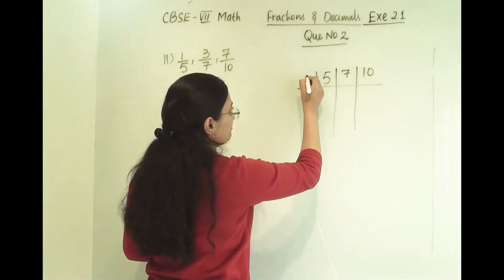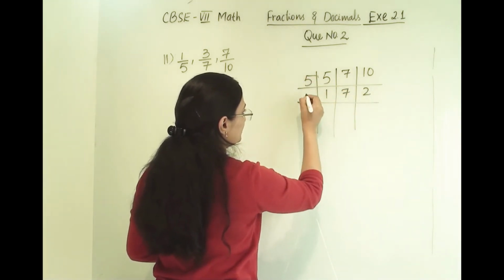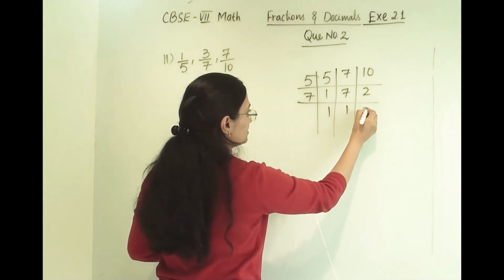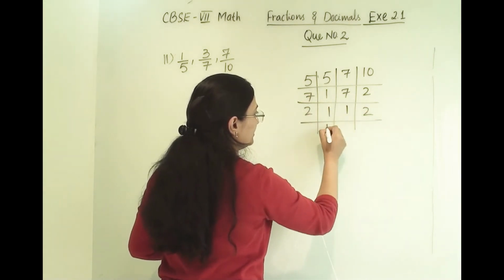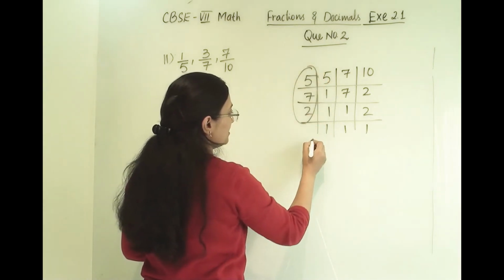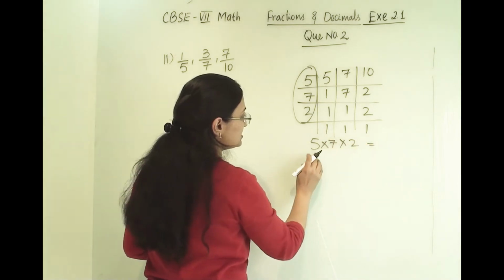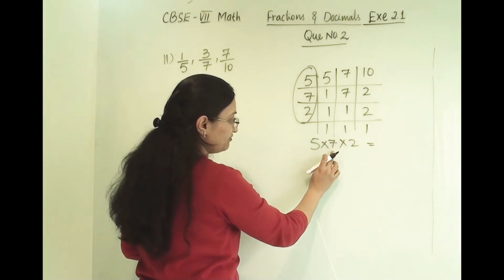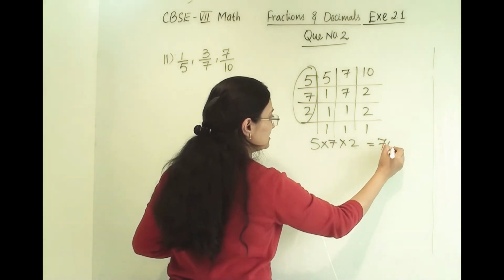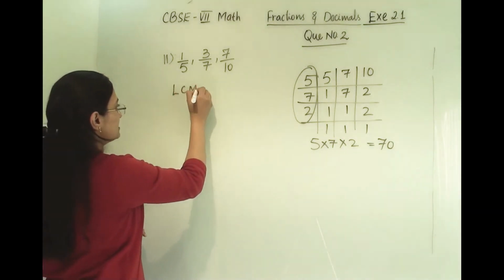So let us take 5 first, 1, then 7, here we will get 2, then 7, 1, 1, 2, then 2 and 1, 1 and 1. So here this is our LCM, 5 into 7 into 2. So 5 7s are 35 into 2. So 70 is our LCM. So here LCM is 70.